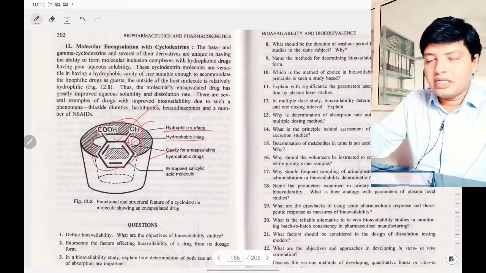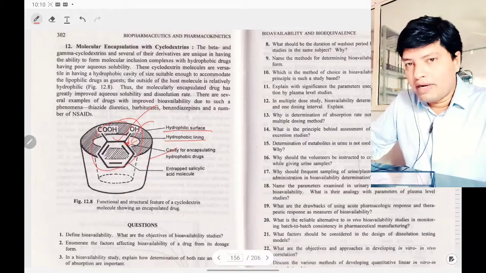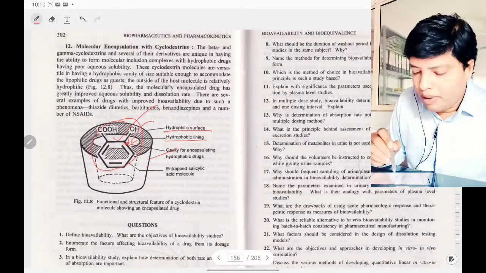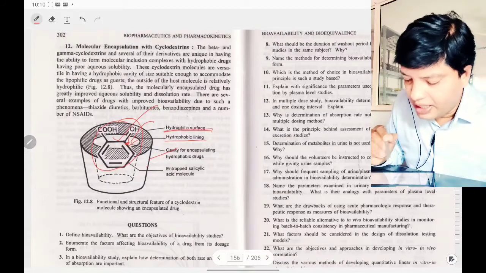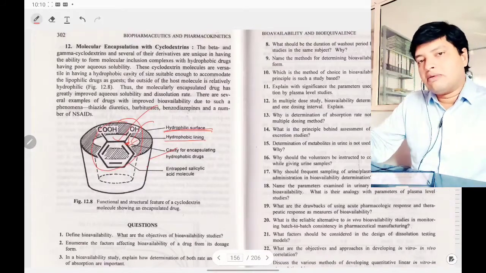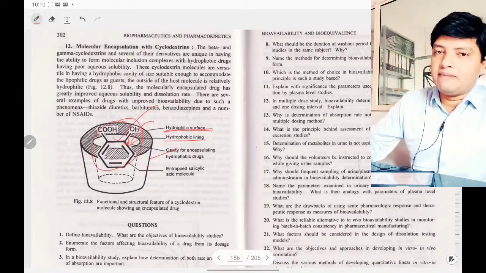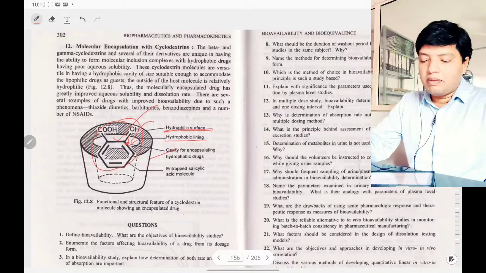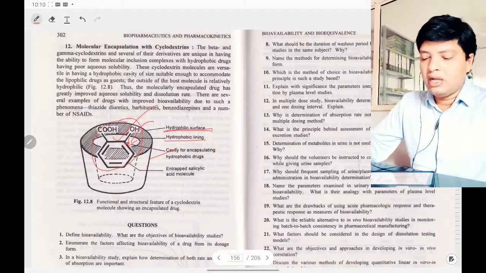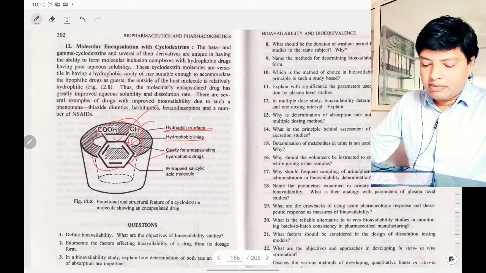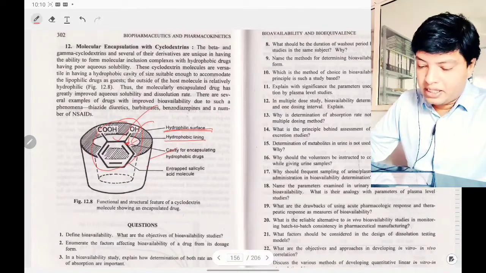Now when you put this in a solvent, what happens is, because the outer part of your cyclodextrin is hydrophilic, it will dissolve your drug more readily. This is how you can increase the bioavailability or rate of dissolution by molecular encapsulation with cyclodextrin.